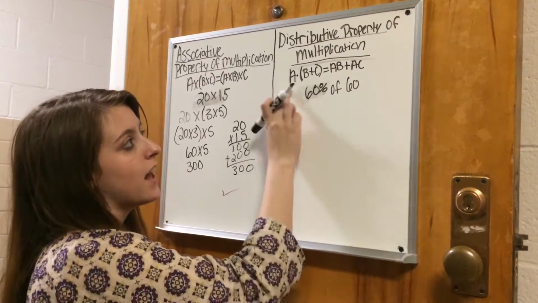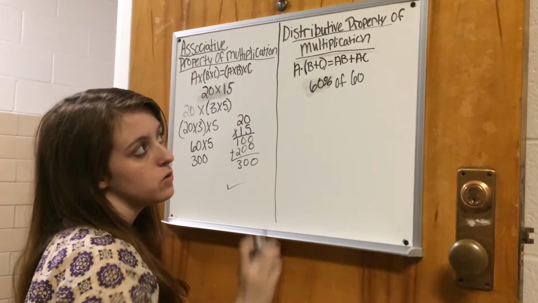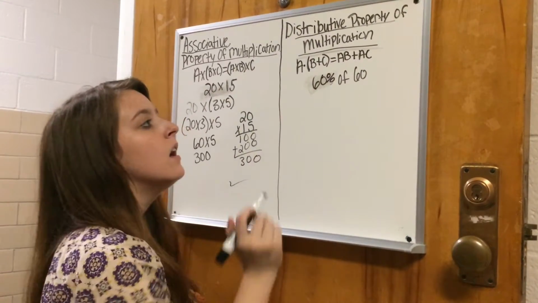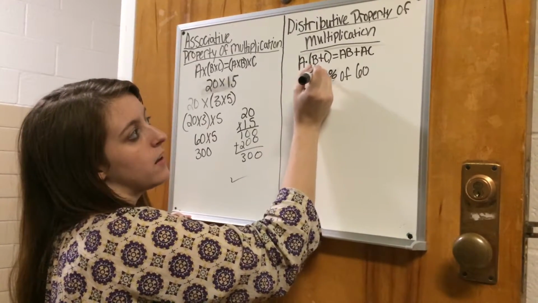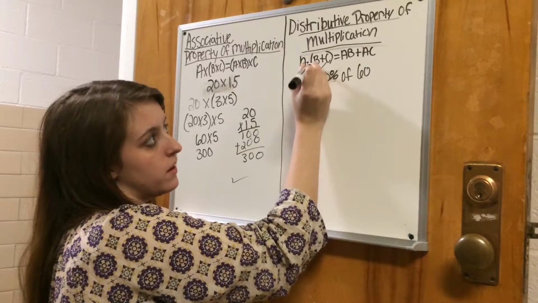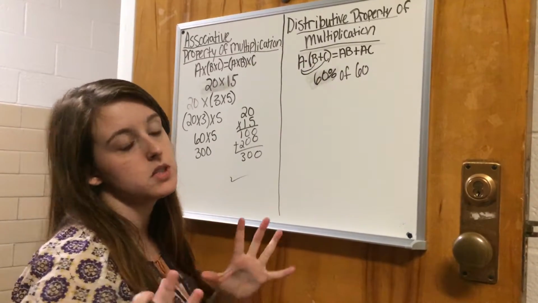The next property we're going to look at is the distributive property of multiplication. That property states A times B plus C is equal to A times B plus A times C. What you're doing is you're distributing this number that's on the outside of the parentheses to each number that's on the inside of the parentheses and then adding those two numbers together.